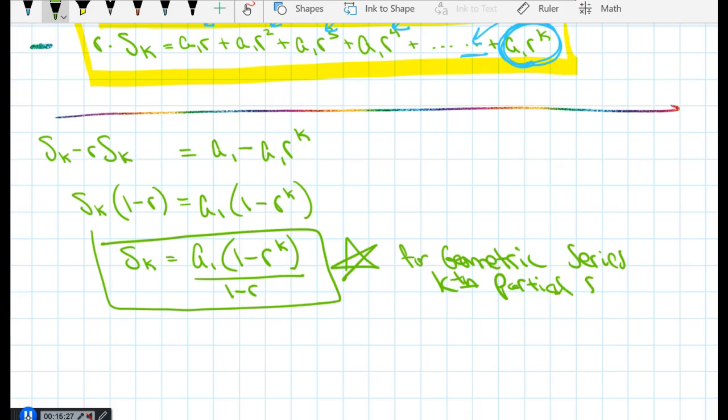All right, when I see you tomorrow, we will work with this formula a bit, and we will pull everything together with respect to sequences and series.